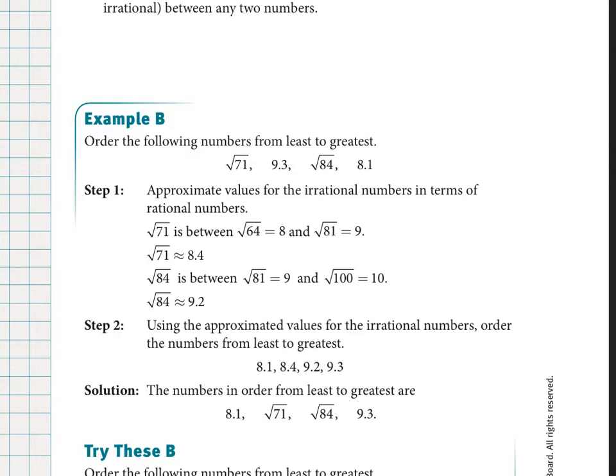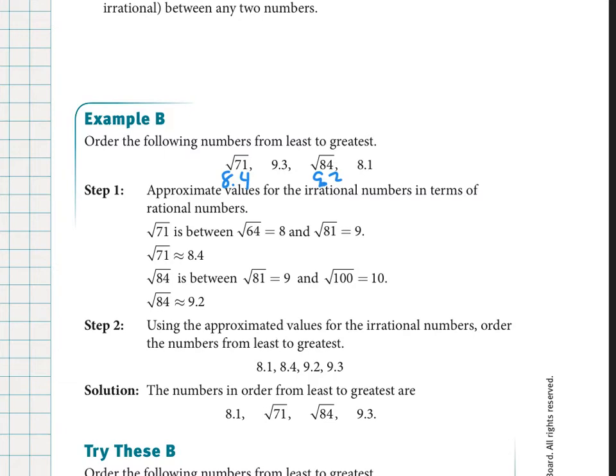So the square root of 71 is about 8.4. Okay, the square root of 84 is around 9.2, okay? And we also showed how to estimate these without a calculator as well, right? We showed put them on a number line and find some perfect squares. But once everything is in decimal form, we can now see that in order, the 8.1 would be the lowest number, then 8.4, then 9.2, then 9.3.